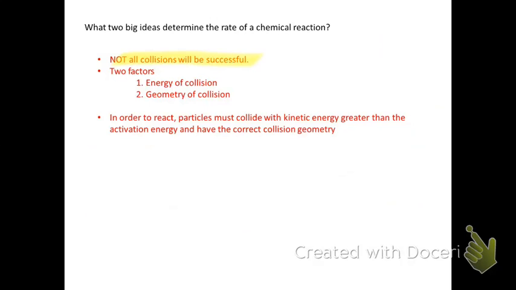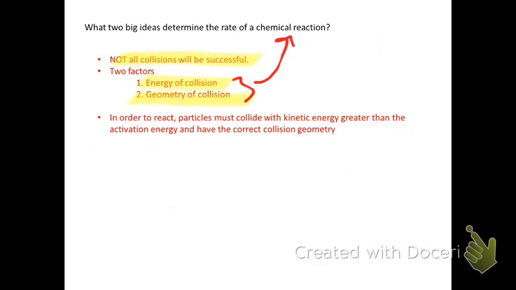So what are the two factors that make them successful? Well, the amount of energy that the reactant molecules collide with and the geometry of those collisions. These are the two important factors that will determine if a chemical reaction will occur and the rate of that reaction. All right?